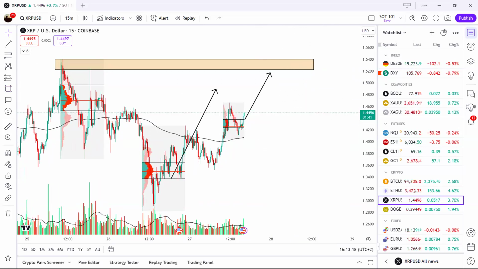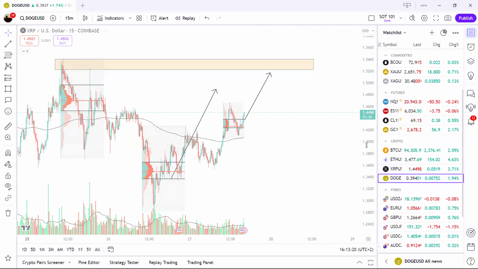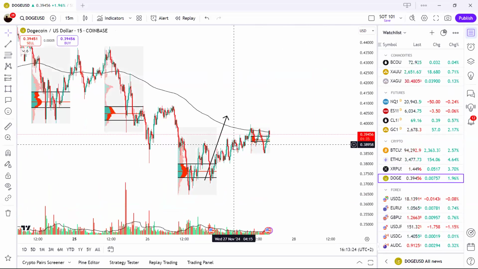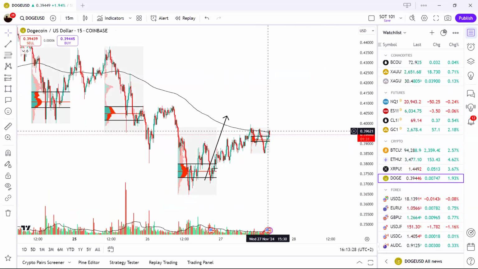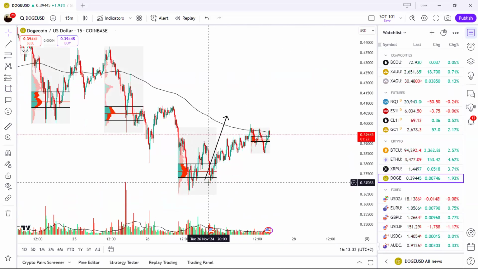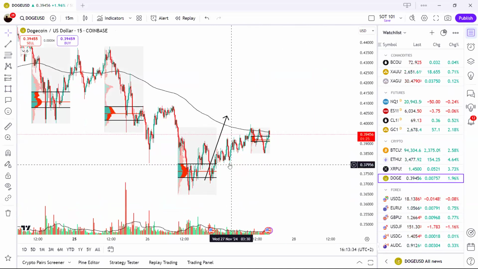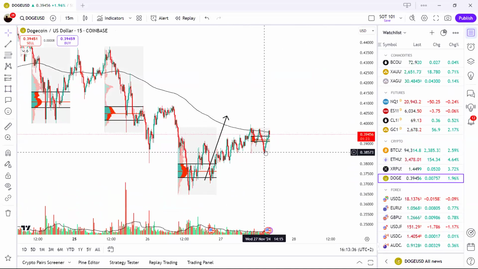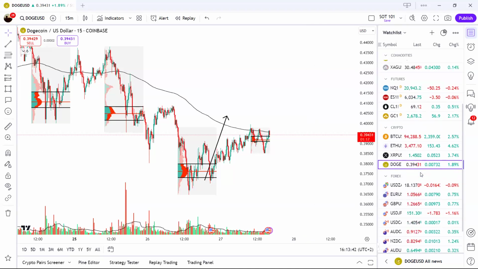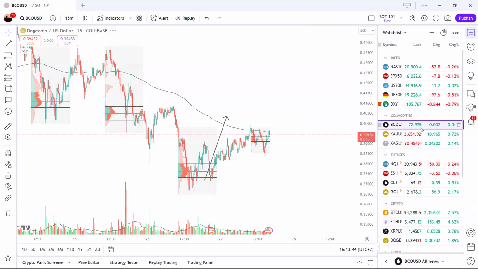Doge as well pushed up, not as dramatically as Ethereum and Ripple, but we did go up quite steadily. Again, we failed to create a new low over here. Then we started to create a higher high, higher low, higher high, higher low. So again, I would like to see continuations. All right, so that's it for cryptocurrencies.